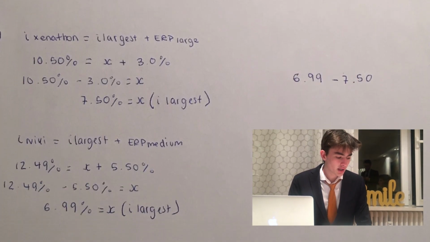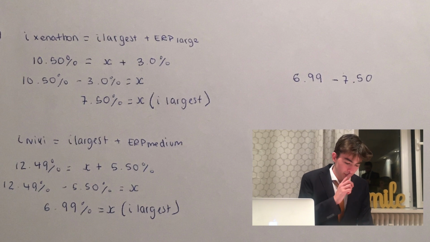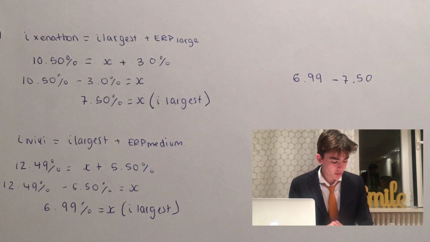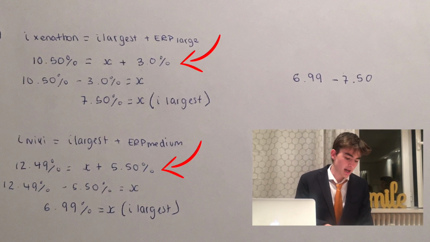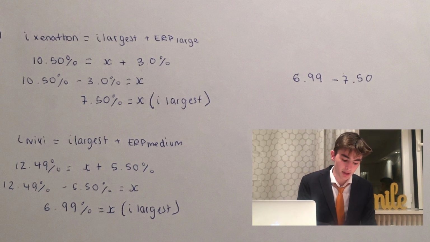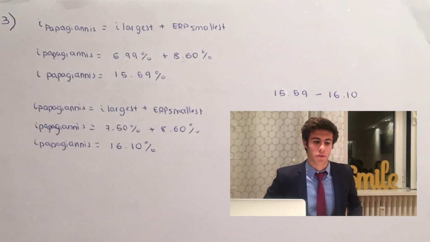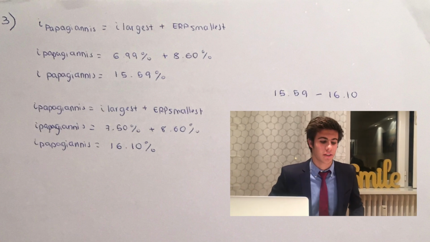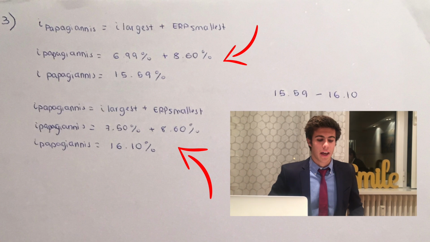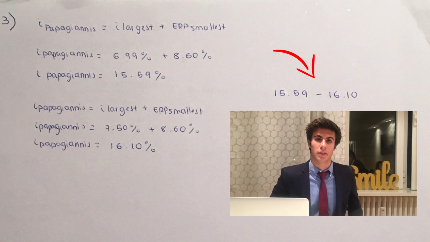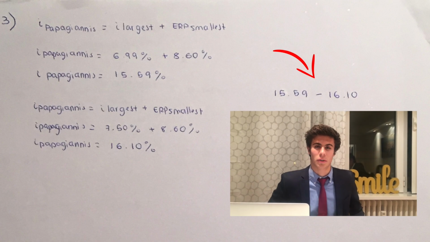Okay, so we used the equity risk premium equations and then plugged the ERR of the Xenazon and the Nikki that we got before. Then later we plugged the ERP of the size that was given, and then in that formula we solved for the ERR of the largest company. So then we use the equity rate of return that my colleague found to find the I of Papagiannis, which is given by the I largest summed with the ERP of the smallest company. These values were given by the graph, and so we found a range that goes from 15.59 to 16.10%.